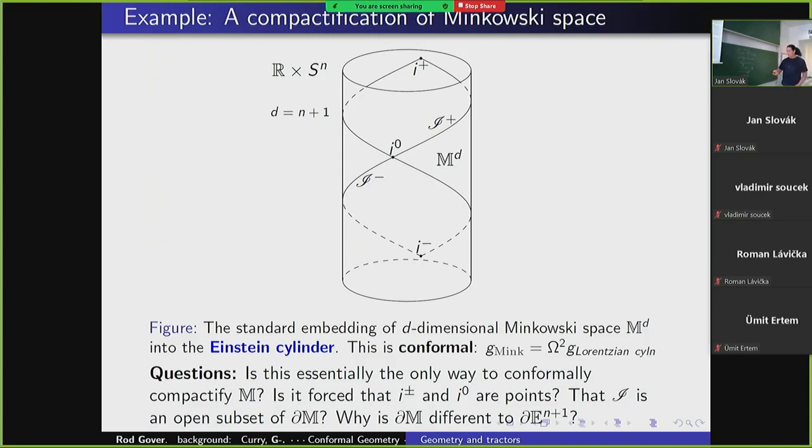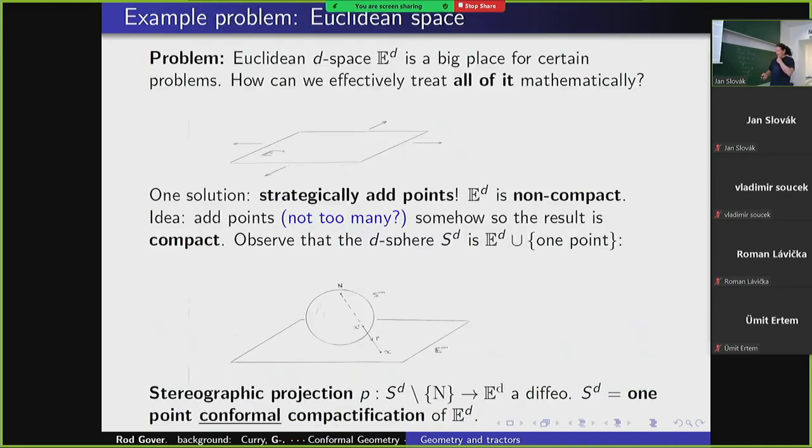But anyway, the point is: is this the only way to conformally compactify Minkowski space, or are there others? Do these things have to be isolated points? Why is the null region an open region? And why does this picture look quite different to the Euclidean picture? We had a one-point compactification, and now we have all this. And even going back here, this is a one-point compactification of Euclidean space.